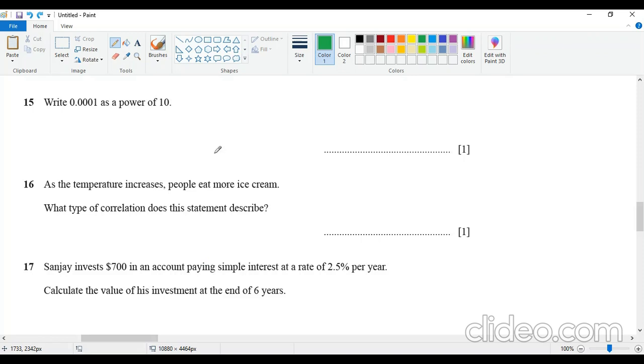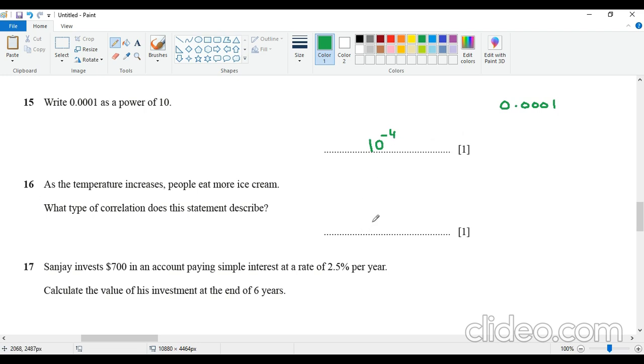Question number 15 is writing 0.0001 as a power of 10. And in here you can see there are 4 decimal places. That means 10 raised to the power negative 4 is going to be the correct answer.